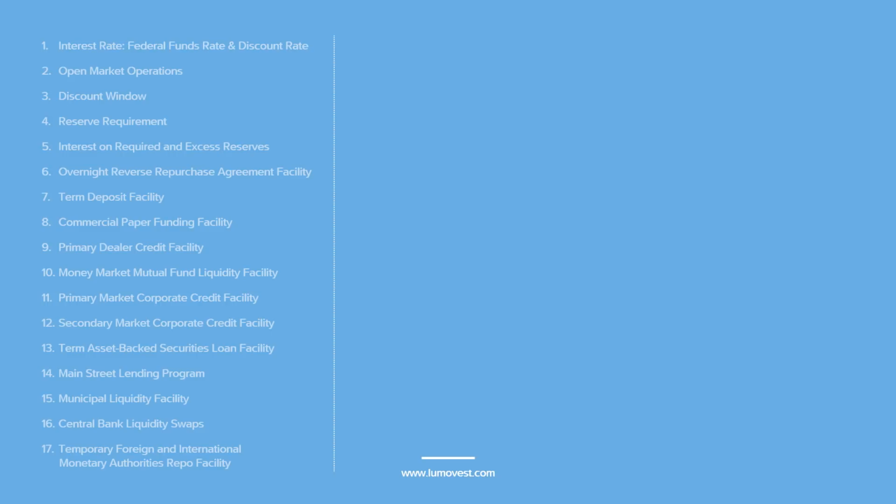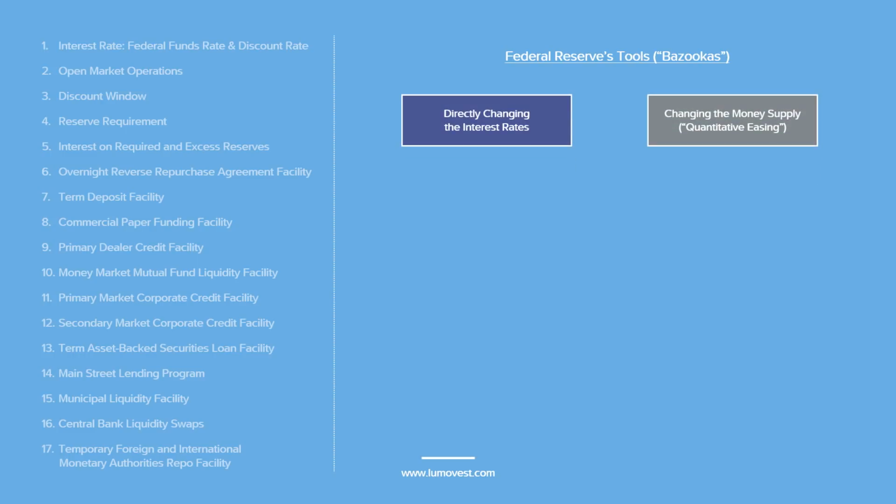Broadly speaking, the Fed's monetary tools can be categorized into two types: directly changing the interest rate and changing the money supply, also known as quantitative easing. Now, there are hundreds of different interest rates. Every bank and every type of debt will have different interest rates. So what interest rate exactly is the Fed changing? It changes two interest rates: the federal funds rate, or FFR for short, and the discount rate.